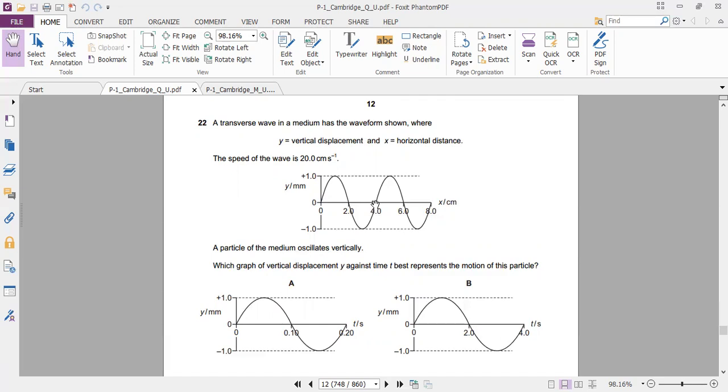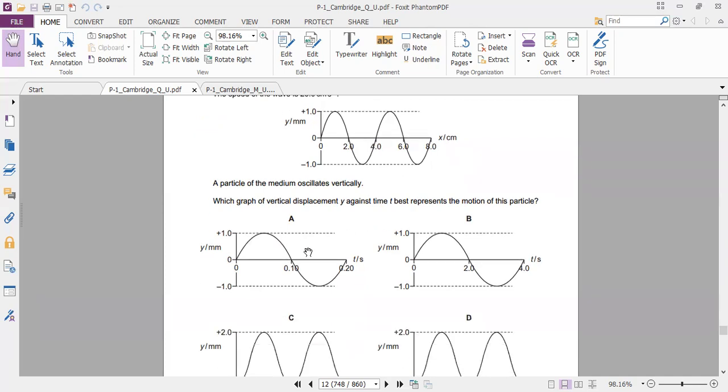Speed equals to distance by time. Time equals to distance by speed, which is 4 centimeter divided by 20 centimeters per second, right? Yes, sir. So the correct answer will be 0.2 seconds. So 0.2 seconds is the time period for a complete wave. Thereby, this is the time period, right? So, sir, A will be the answer. Yes, then A is the answer. Why? Because here is the 0.2.